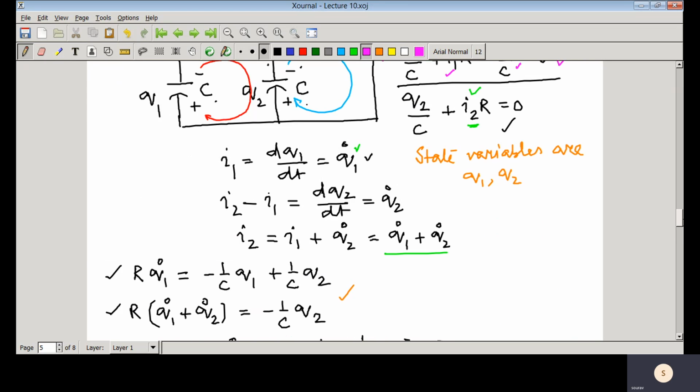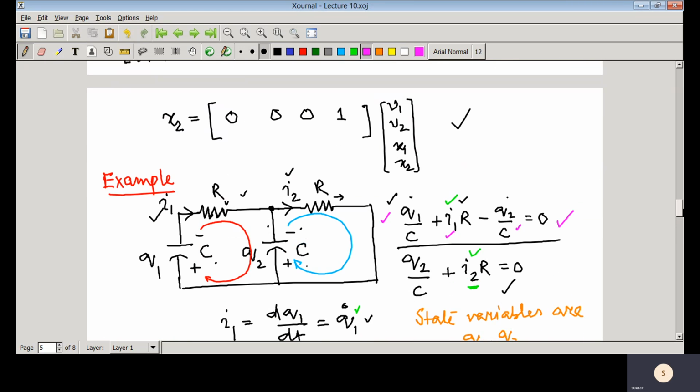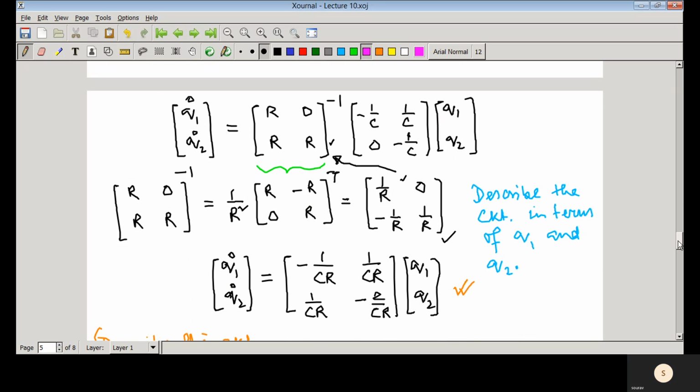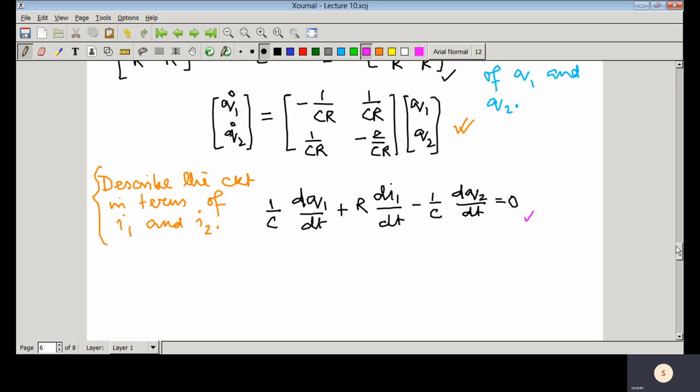Similarly for the other equation, if we take the derivative, that is di2 by dt into r plus dq2 by dt into 1 by c. So that means we have 1 by c dq2 by dt plus r di2 by dt, that is equal to 0.